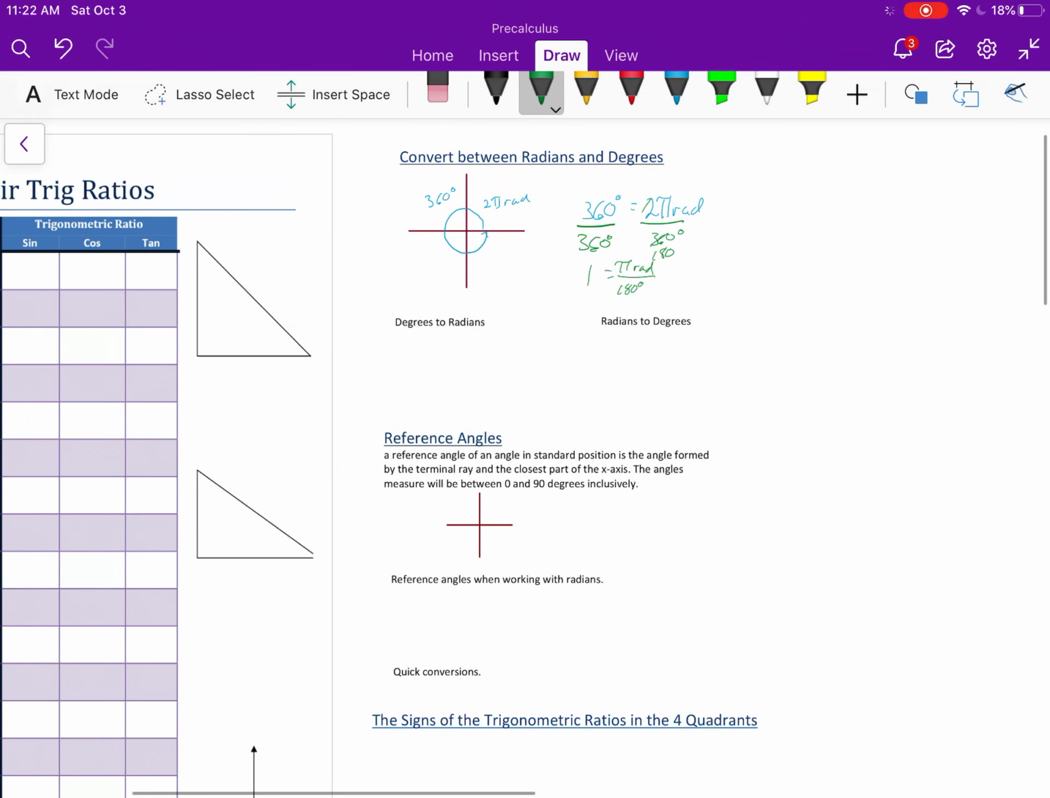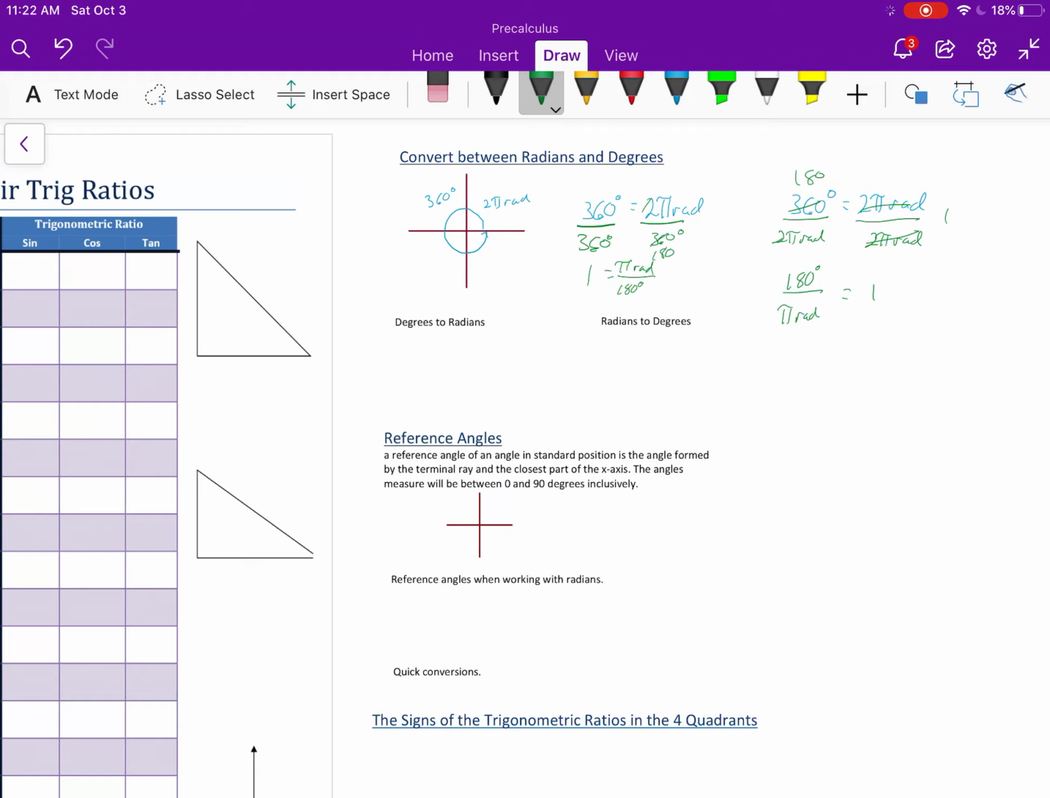Or we could take that same equation, 360 degrees equals 2 pi radians, and divide both sides by 2 pi. And that would give us another conversion factor. So this reduces to 1, and this reduces to 180 degrees over pi. So 180 degrees over pi radians equals 1.